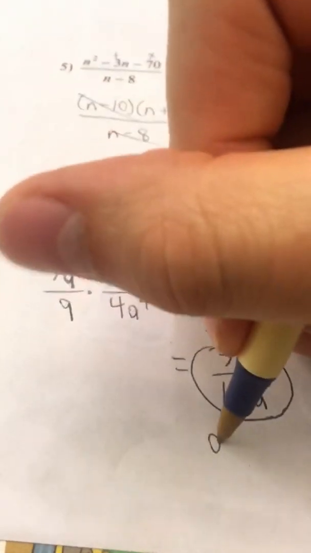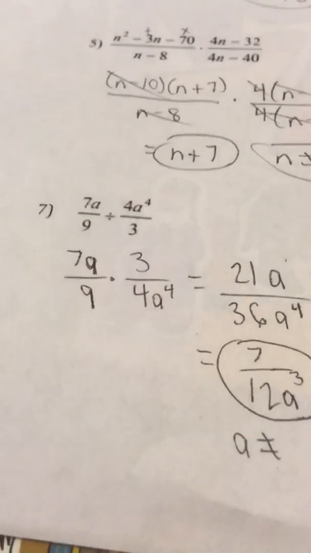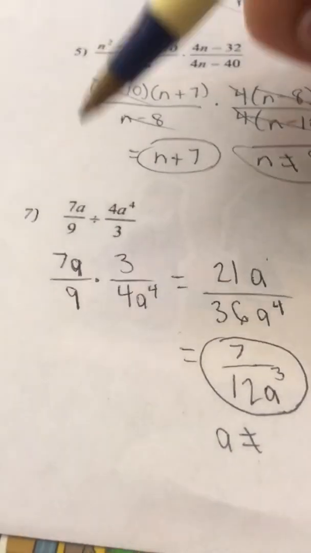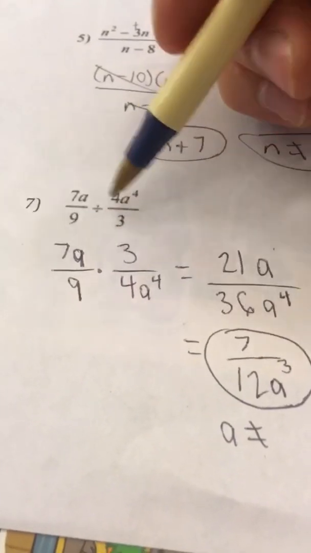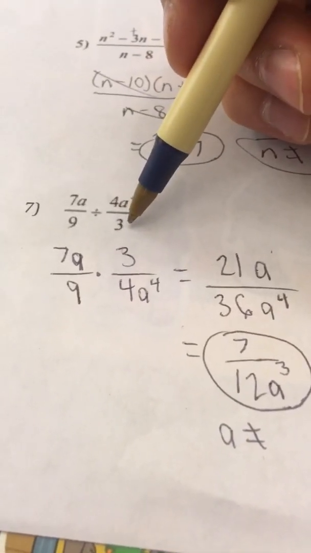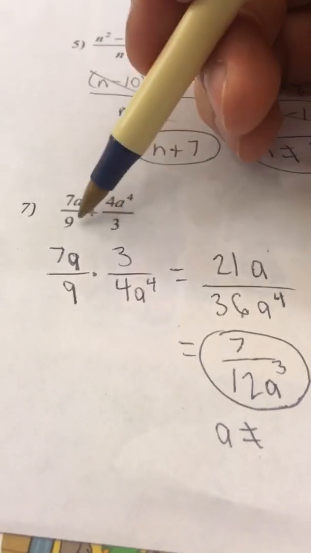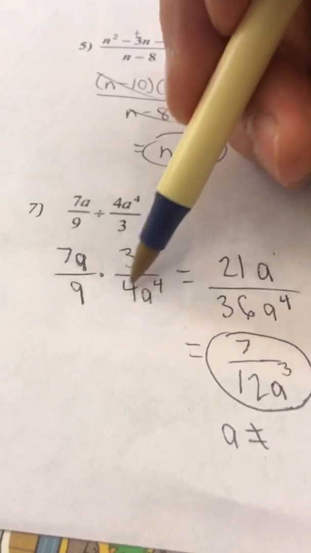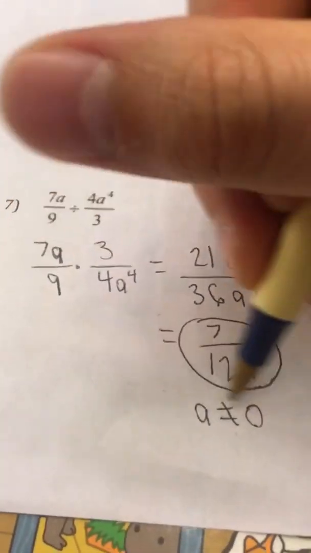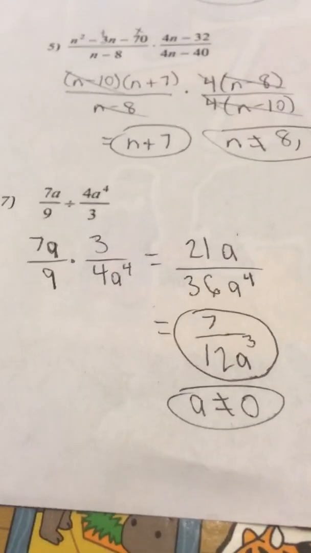Now this time, when you list excluded values, as things a cannot equal, all right, you need to look at the bottom of your work. But also, we flipped this fraction, so you also need to keep in mind the bottom of your original problem. Now, there are no variables on the bottom of the original problem. So in this case, I'm just looking at my work, and it's just a monomial right there. It means a cannot equal 0. So let's do one last example.